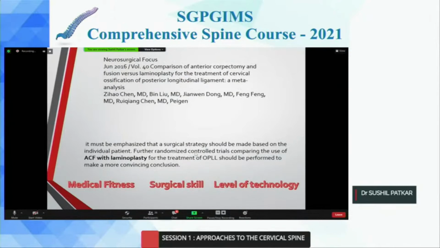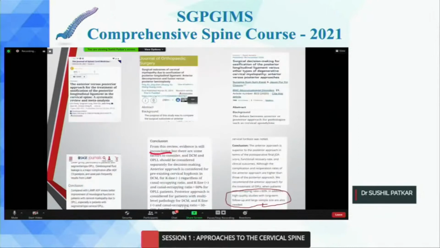Don't get impressed by what is given in literature. Laminectomy is a very simple operation. Laminectomy with lateral mass may be slightly more difficult, but you have to decide and tailor the operation as per the patient's requirements. And now, even in 2020, 21, still the jury is out. There is no evidence still in favor of anterior surgery or posterior surgery. So ultimately, you have to decide what you can do and what your patient can tolerate.